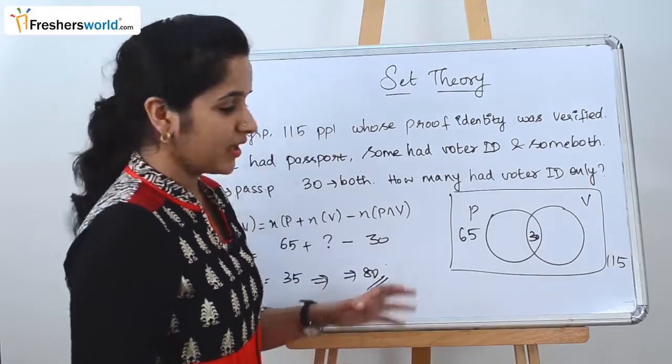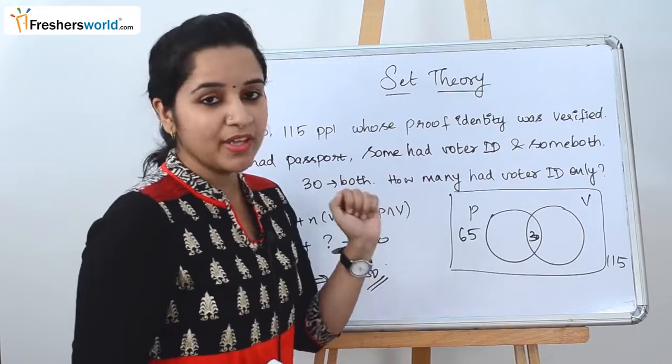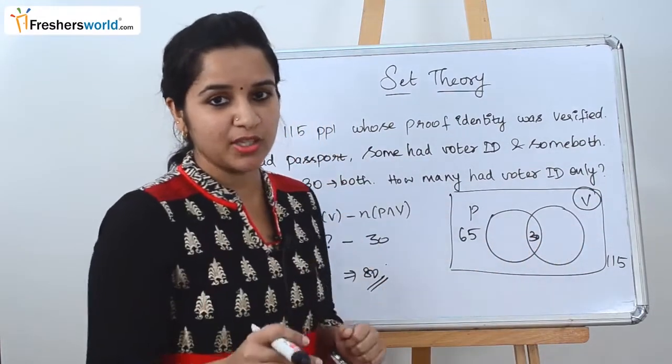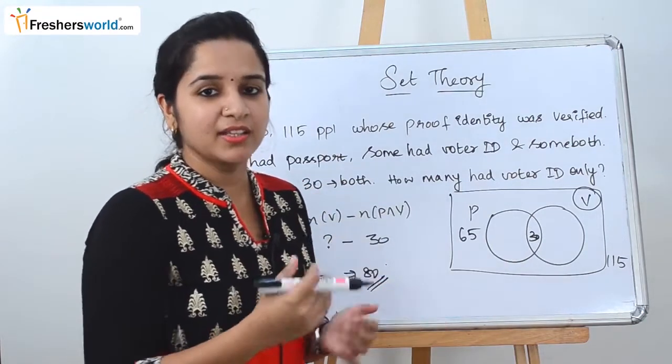So what did we do here? To understand this better, we drew a Venn diagram to know which one we have to exactly find. So the thing that we have to find is voter ID only. We just used the normal formula that we have, then we substituted it and then we got the answer.